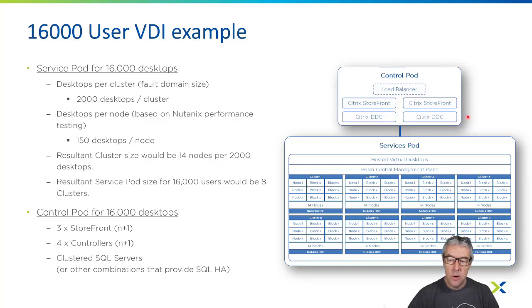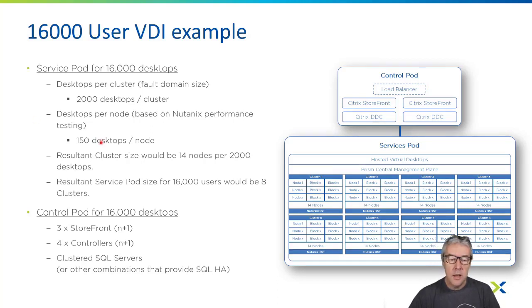In terms of the control pod, so the infrastructure required to be able to run this service pod, we need 3 storefront servers. Okay. Pure maths, we need 2 storefront servers, but we want n+1. 4 desktop controllers. So again, pure maths, 3 controllers is actually enough, but we want n+1, so 4 controllers, and then your clustered SQL servers. So that results in a very simple sizing. What we have here, like I said, is a services pod with 8 clusters, each cluster running about 2,000 desktops, and each node probably running about 150 desktops.